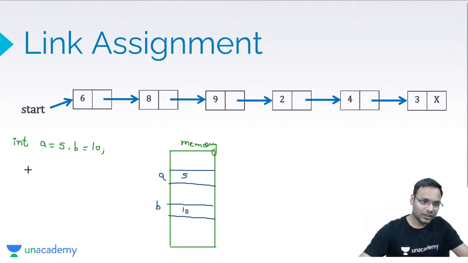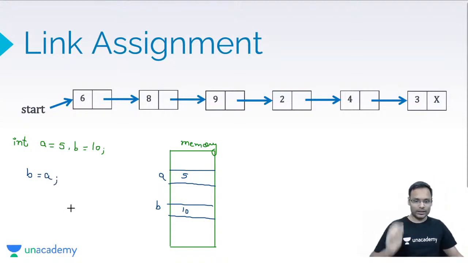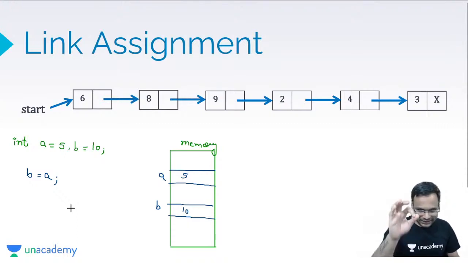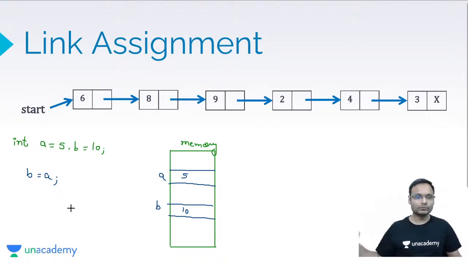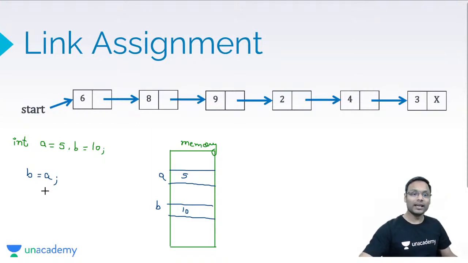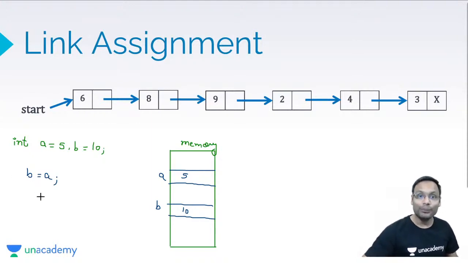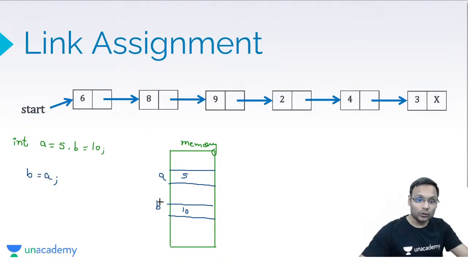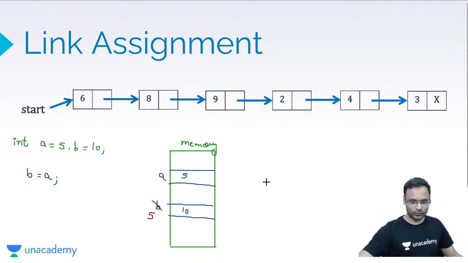If I write B is equal to A, what does it mean? What is the meaning of B equals to A? You will say value of A assigned to B, value of A 5 assigned to B. Like this way? No.